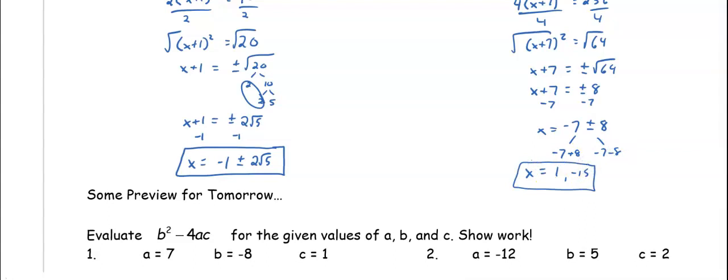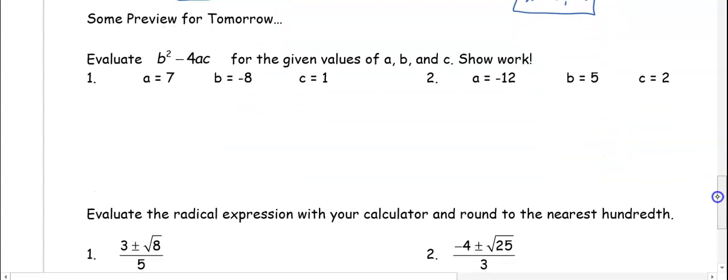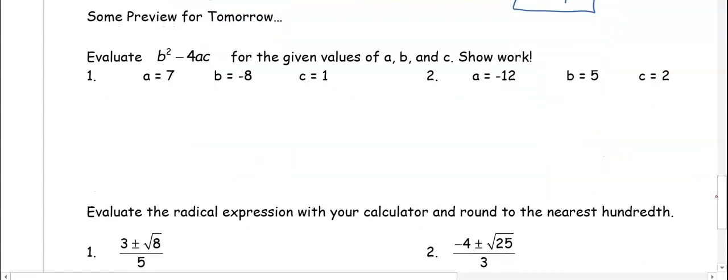Starting tomorrow, we're going to start talking about quadratic formulas. So we're going to do a quick preview of skills for tomorrow. The first part, we're going to evaluate b squared minus 4ac given the values of a, b, and c. All we're going to do here is substitute our values. For a, we're going to put in 7. For b, we're going to put in negative 8. And for c, we're going to put in 1.